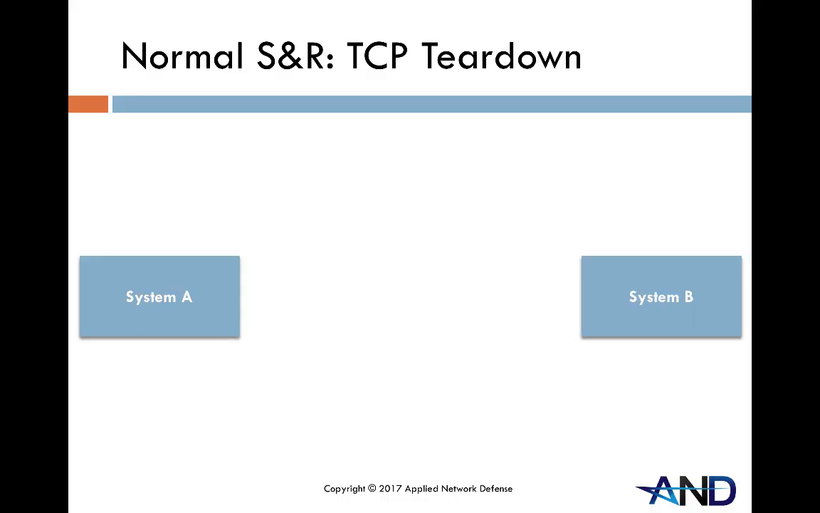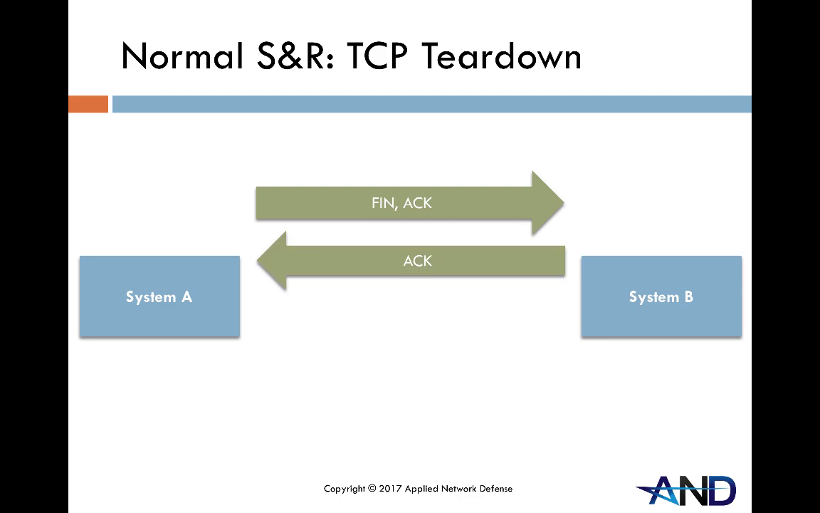In this case, we have System A who's communicating with System B, and at some point the communication is over. System A doesn't have any more data to send to System B, so it's going to send a TCP control packet with the FIN and ACK flags set. Once System B receives this, it's going to reply with an acknowledgement packet, as is the way of TCP, and then it's going to send its own FIN-ACK TCP control packet back to System A.